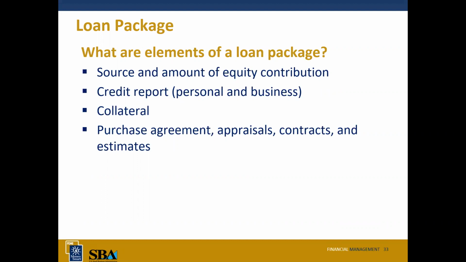We need to be able to show sources and amounts of equity contribution, and credit reports. The collateral, like the key person policy, we'll actually include in the loan package. If we're looking to buy or build, we include specific documents that show what we're going to be spending money on.